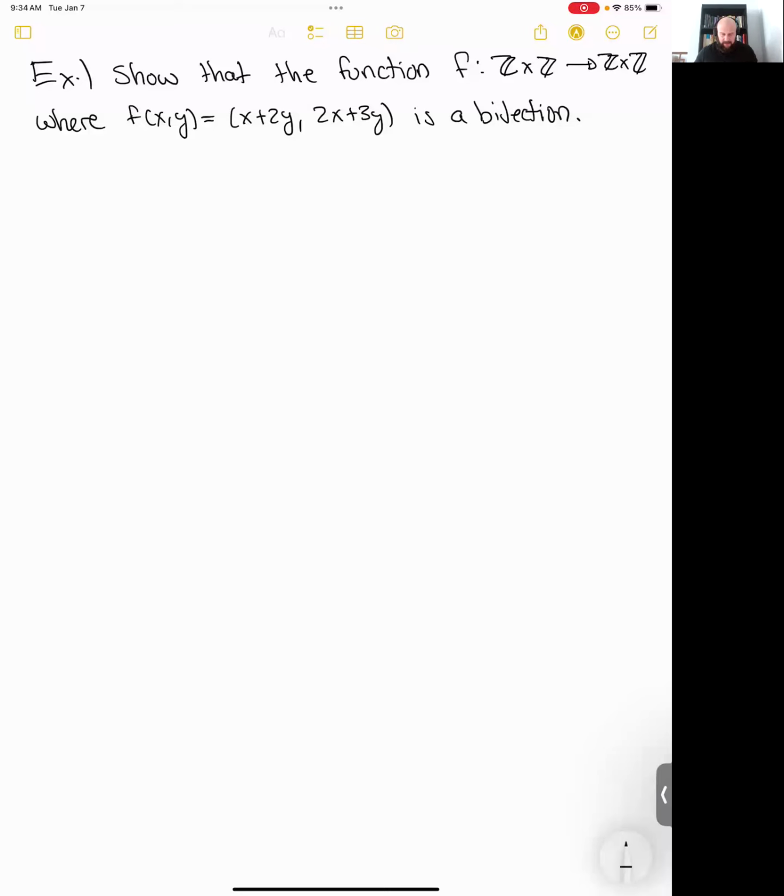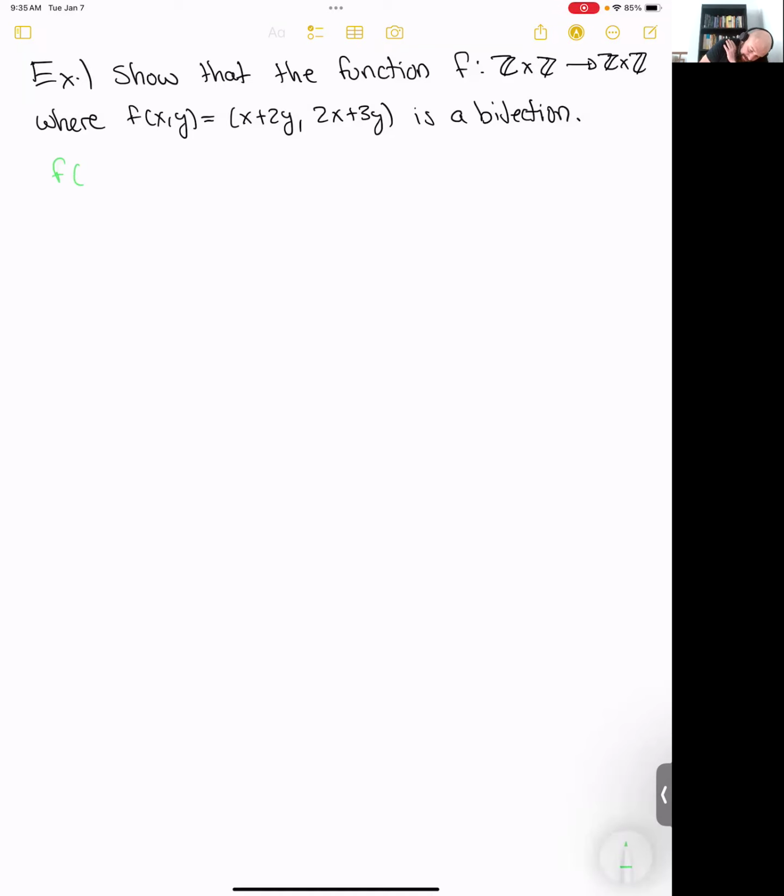Okay, so now we're going to do an example where we show that a function is a bijection. Of course, the bijection means that the function is injective and surjective. So we're basically just going to show those one at a time, right? You don't try to show them at the same time.